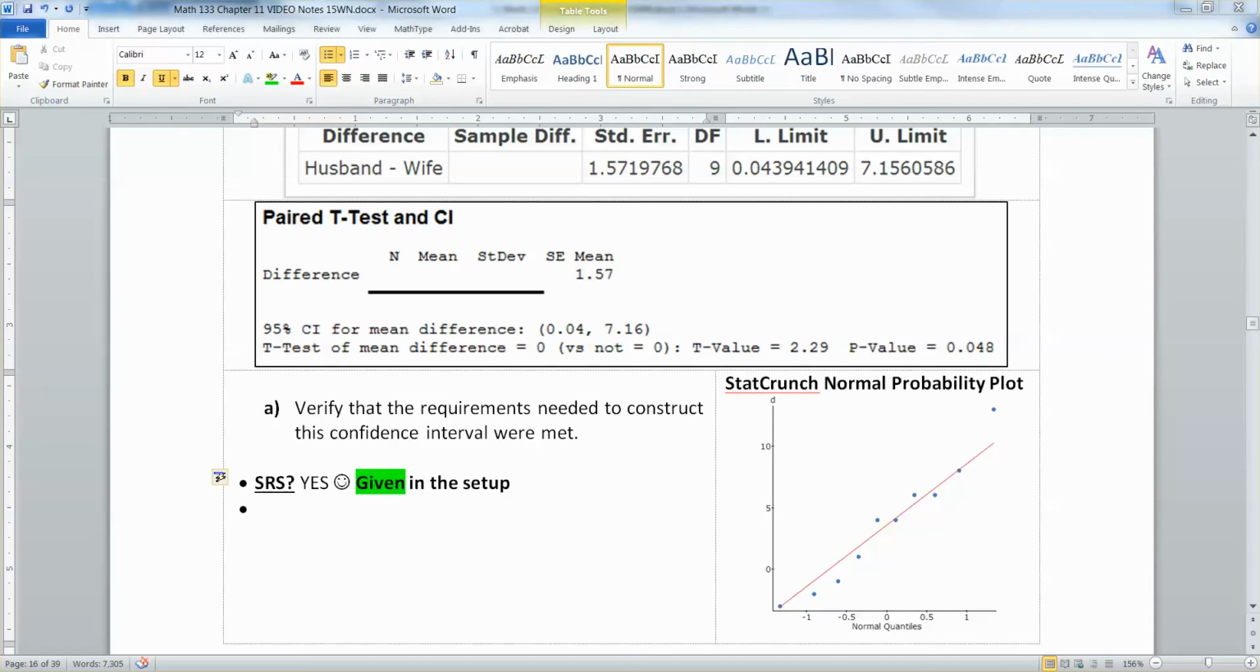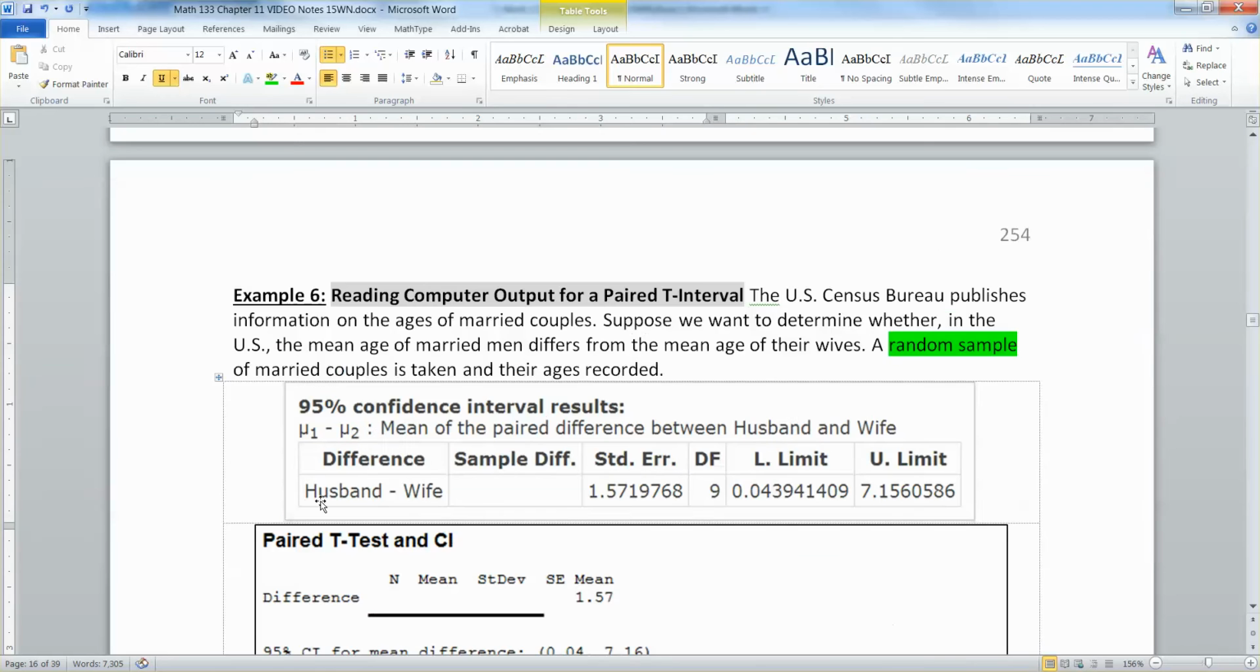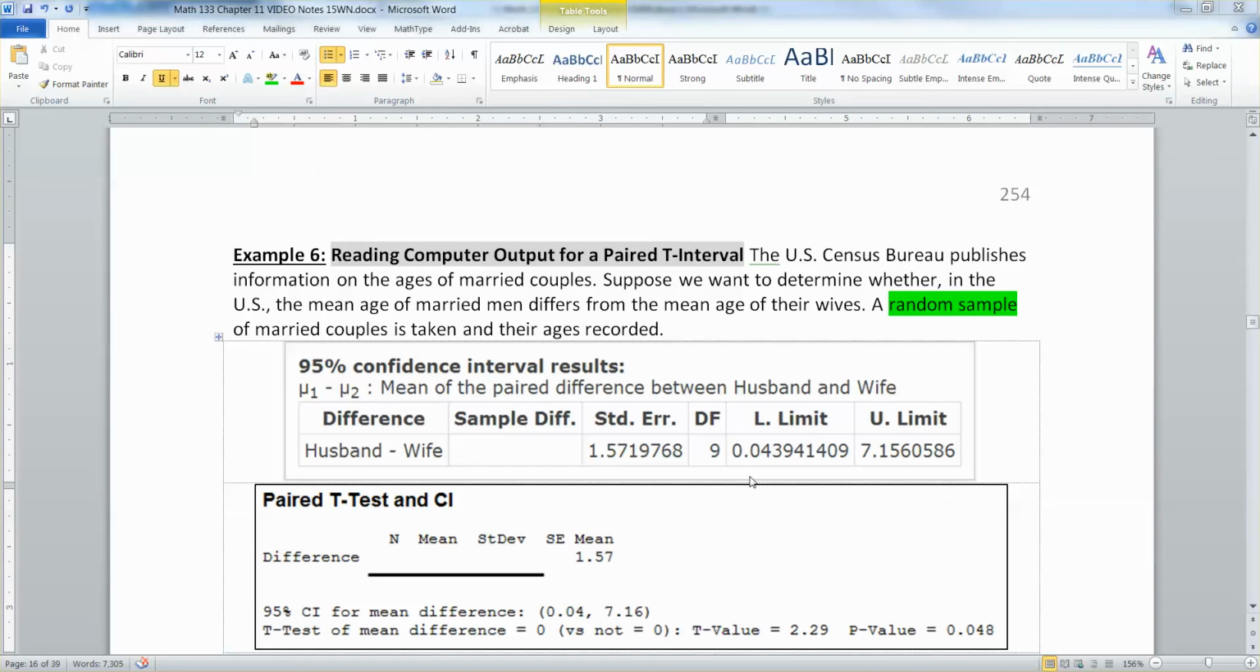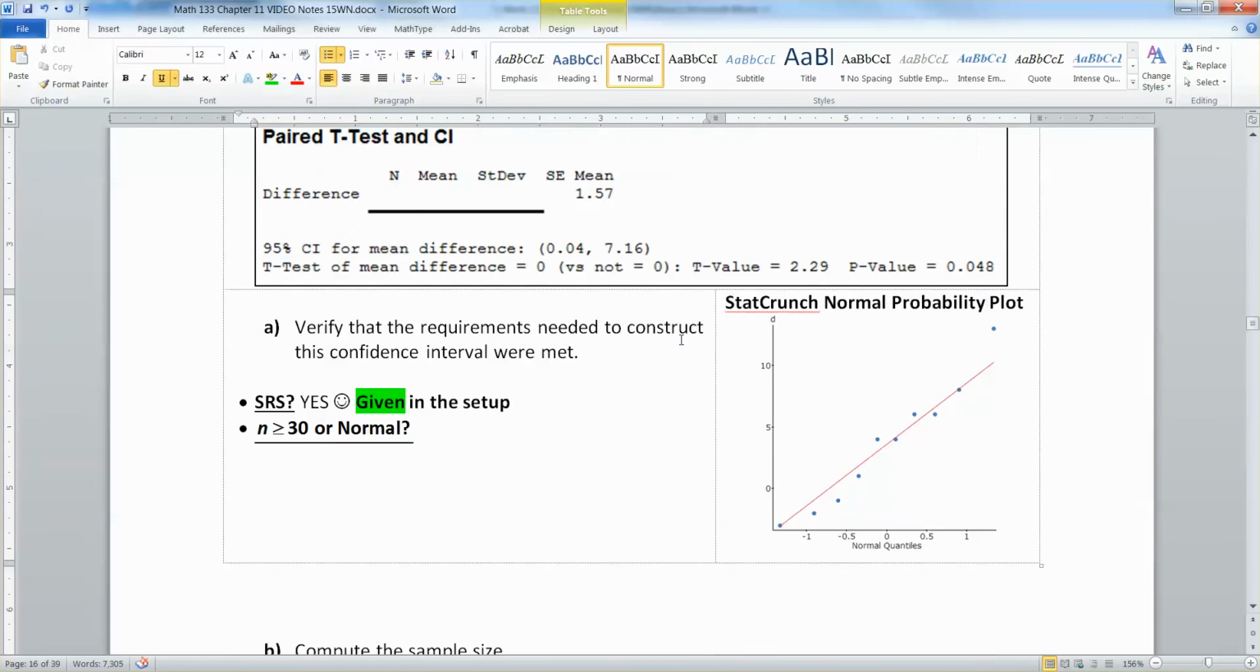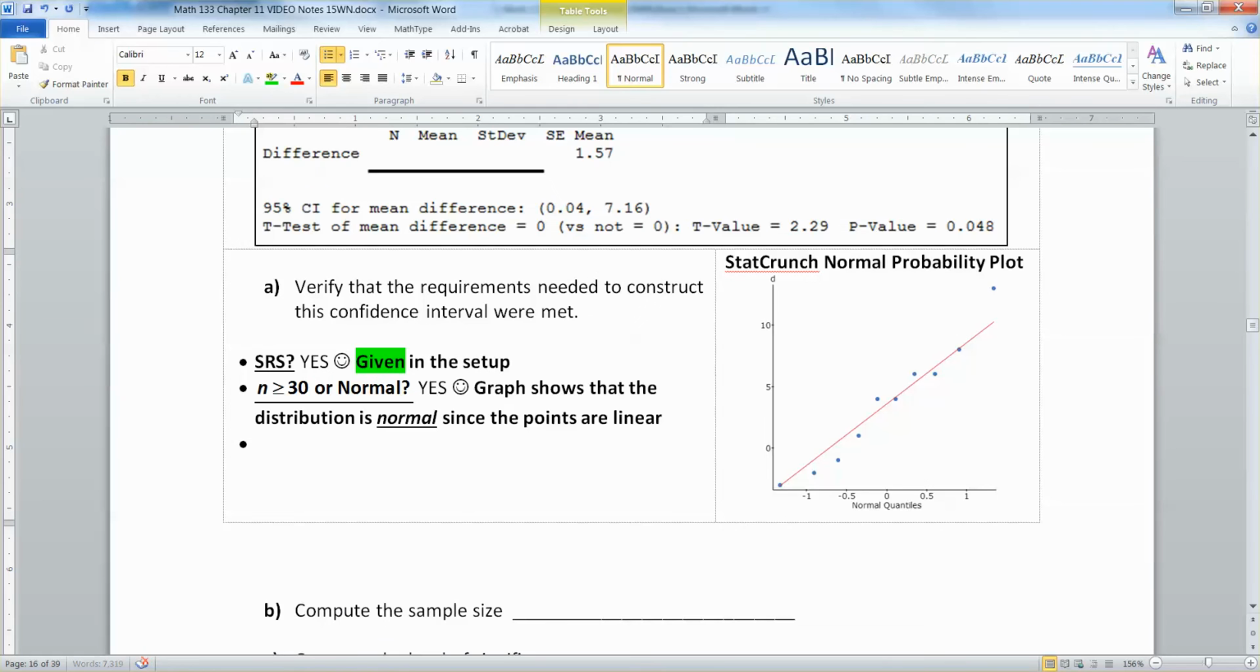And remember, we need 3 smiley faces, 3 yeses, in order to be able to move on. So the next thing we need to know is: is n greater than 30, or is the data set normal? Well, we don't have greater than 30. You can tell that because the degrees of freedom is only 9. So we better have that it's normally distributed. If you look at this normal probability plot here, you don't see the boundary lines like you're used to seeing from Minitab. StatCrunch doesn't make those boundary lines. However, you can tell that the distribution of the dots is normal. So we have our second yes. The graph shows, since the points are linear, that this distribution is normal.